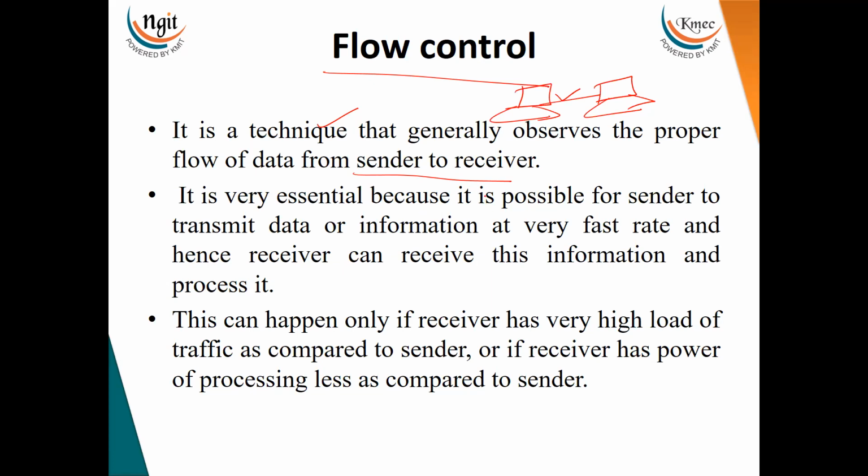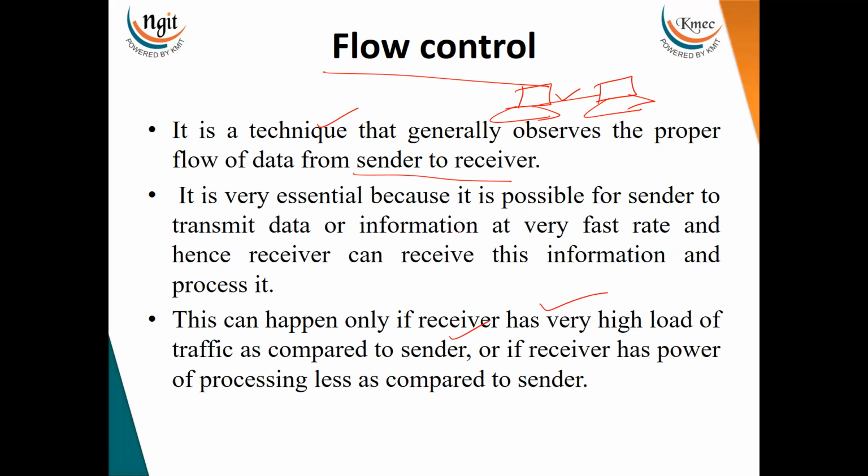Now here, for example, if the transmission of data is very fast, in the same manner the receiver has to receive the information and process it. And this can happen only if the receiver has a very high load of traffic as compared to the sender. Because, for example, if the sender is transmitting the data at a data rate of like 5% or 10%, it means the receiver has more capacity when compared to the sender, because the receiver has to receive the data as well as process the data.